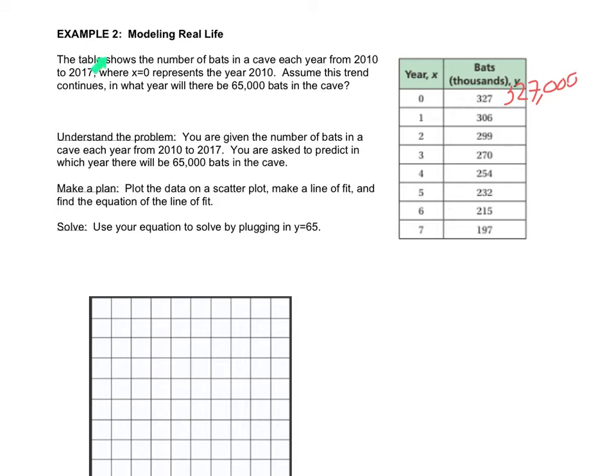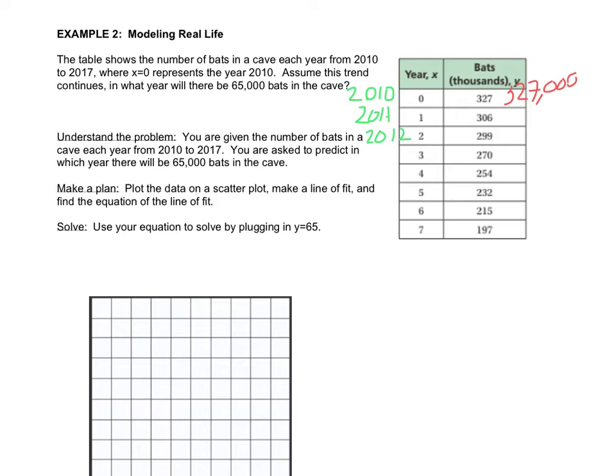So the table is showing the number of bats in a cave each year from 2010 to 2017, where x equals 0 represents the year 2010. So that's important to notice here. So again, just like the 327 was not 327, it was 327,000, 0 is actually the year 2010, 1 is 2011, 2 is 2012, all the way through. So we just got to keep that in mind.